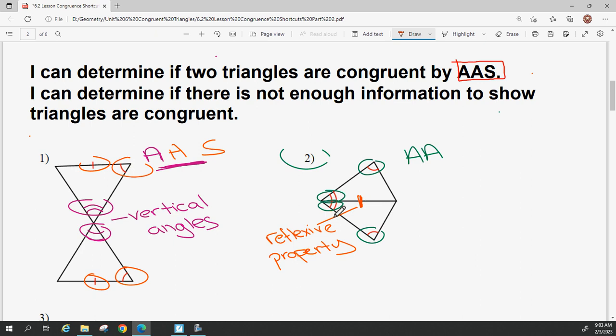This marking is not between these two angles. It's not between these two angles, so I'll put my S right there. This is another example of two triangles that are congruent because of angle side.